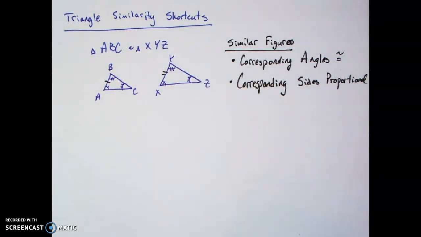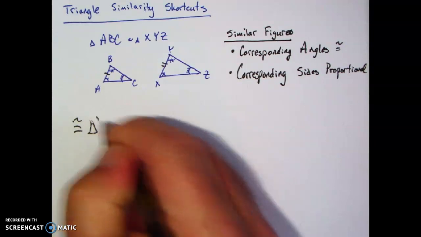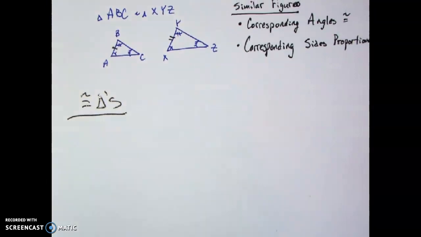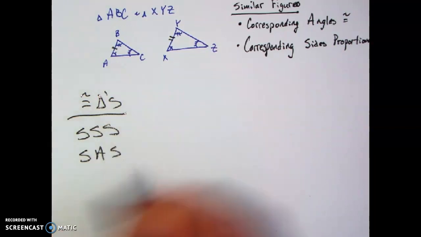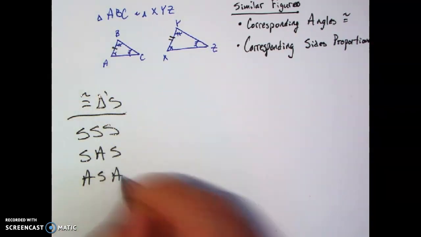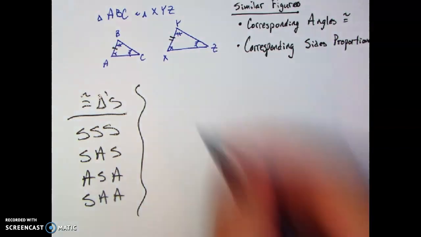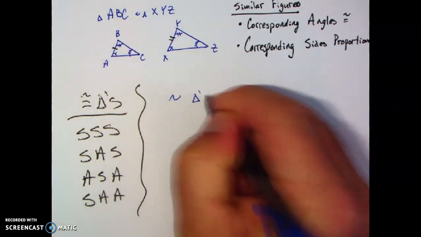Now, when we're talking about similarity shortcuts, if you remember back to when we were talking about congruent triangles, we had 4 shortcuts that we used to prove triangles are congruent. They were side-side-side, side-angle-side, angle-side-angle, and side-angle-angle. Those were the 4 shortcuts we used for proving triangles were congruent. Well, now we're looking at the same idea, only now instead of the triangles being congruent, we're looking at what shortcuts we can have for similar triangles.